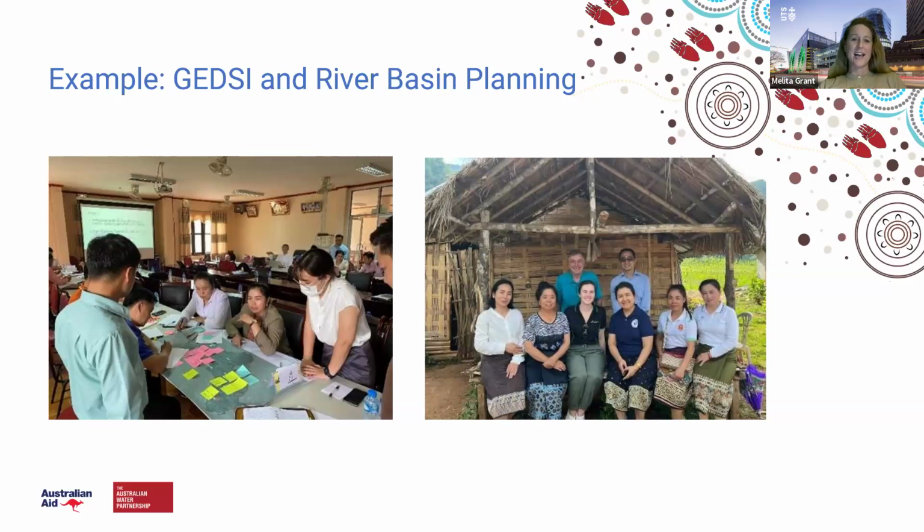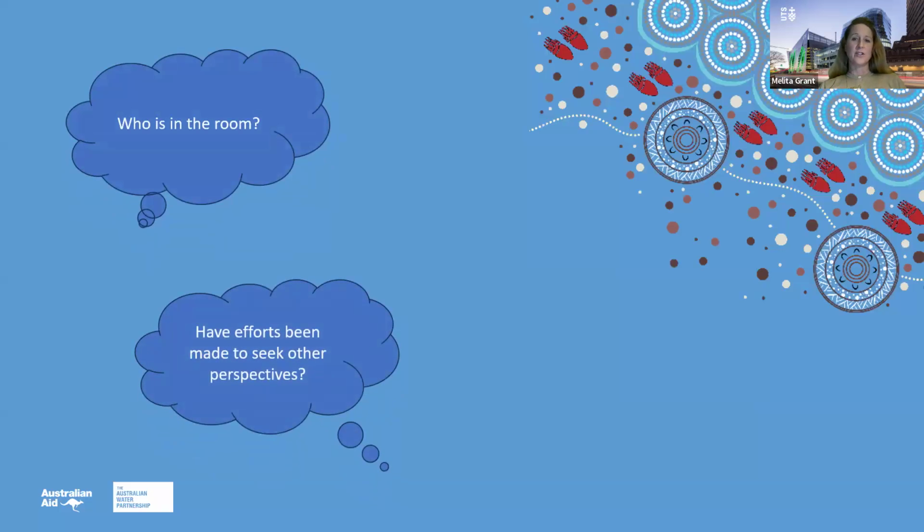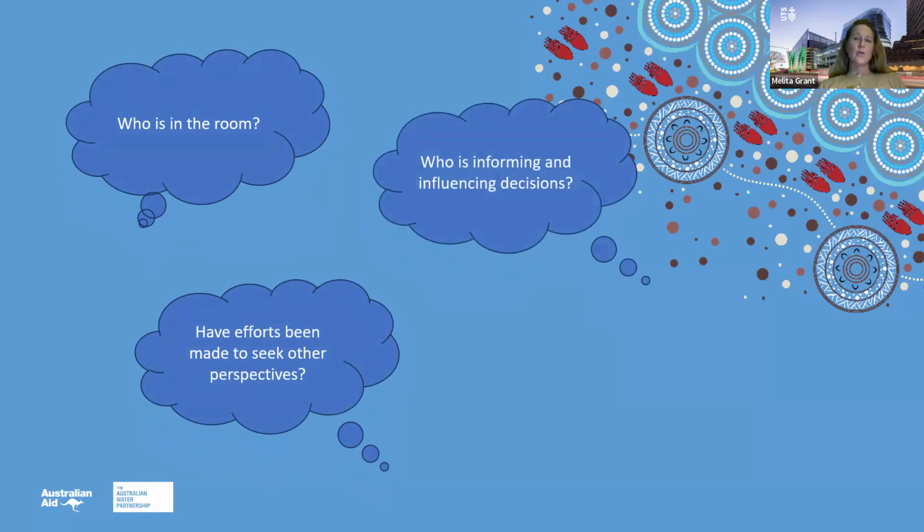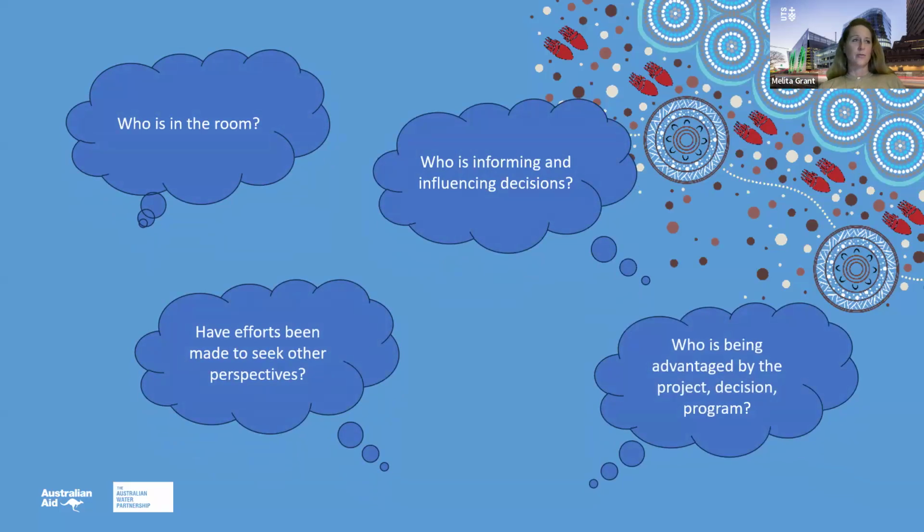So finally, the link I was mentioning before with the QR code is coming up, but I just wanted to raise a few questions that you can always bring to any situation. Have a look around in that water governance context or project room. Who's in the room? Have efforts been made to seek other perspectives? Who's informing the decisions, the water governance or the water tenure decisions? Who's advantaged by any one decision or an arrangement to manage the water sharing arrangement or the water tenure arrangement? So asking these very simple questions already gets us moving along that spectrum into a more inclusive direction.